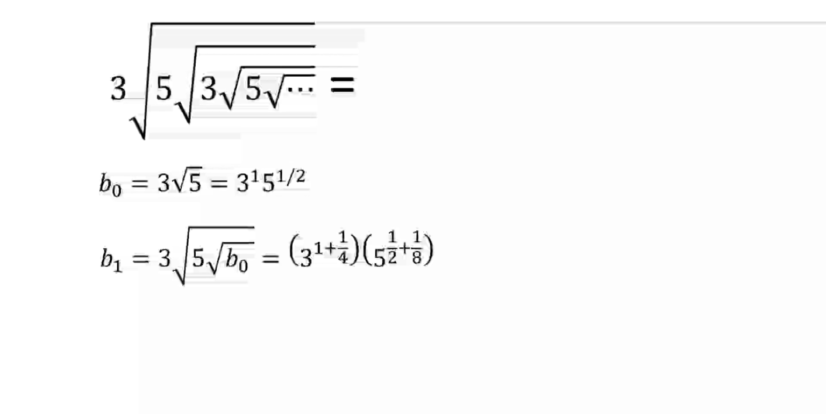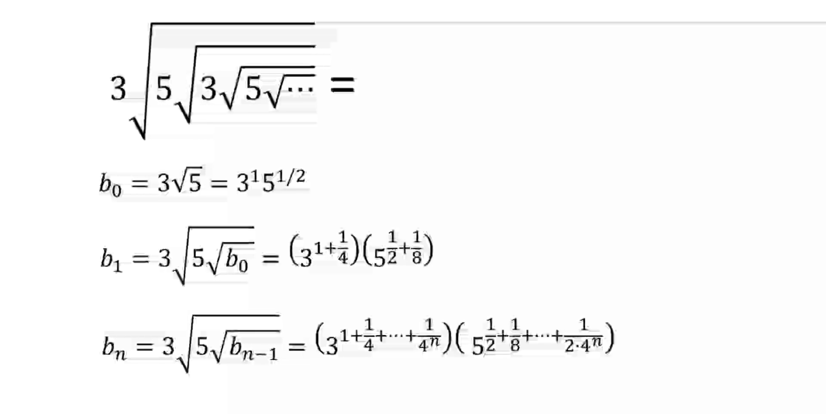And when you work that out, you end up getting 3 to the power of 1 plus 1/4 multiplied by 5 to the power of 1/2 plus 1/8. Now we can continue this pattern where the nth term is equal to 3 times the square root of everything that's inside of 5 times the square root of the previous term. And when you work it out, we end up with 3 going to the power of 1 plus 1/4 and all these powers of 4 until we get 1 over 4 to the power of n. And we need to multiply all of this by 5 raised to the other powers. We have 1/2 plus 1/8 and so on, where we get 1 over 2 times 4 to the n.